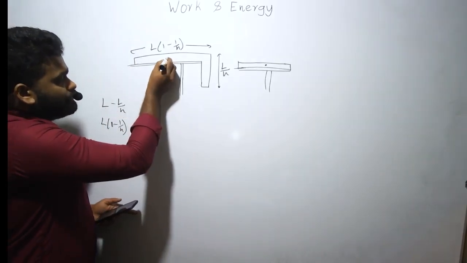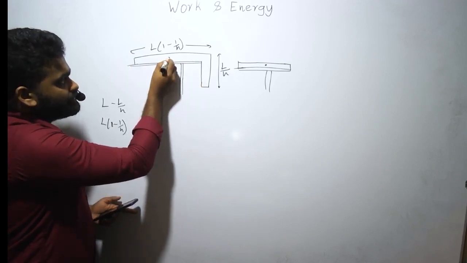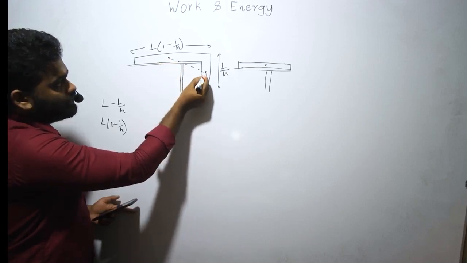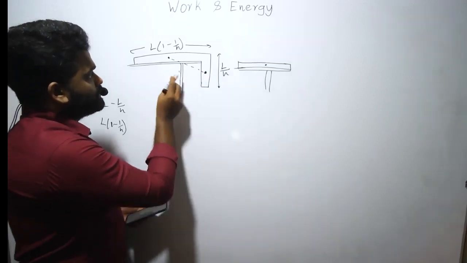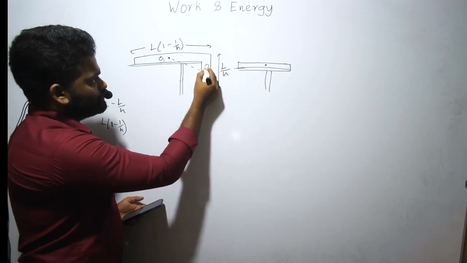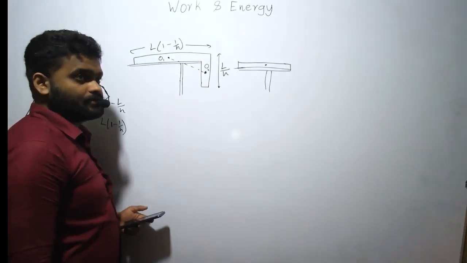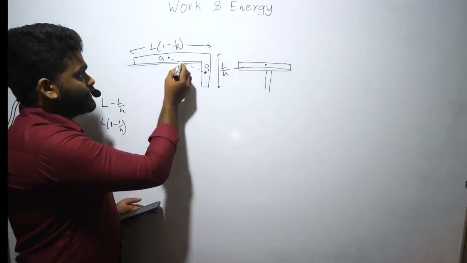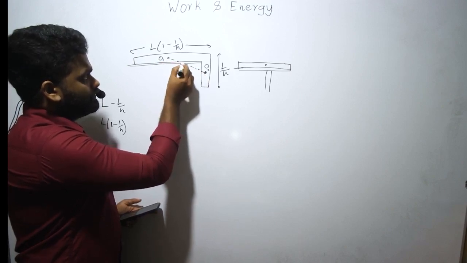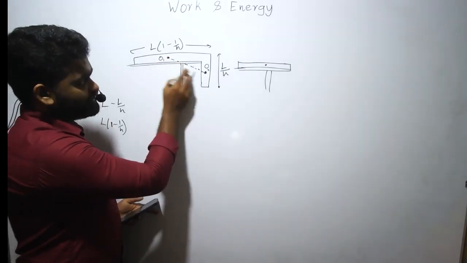So the first thing is you need to find the center of gravity of this arrangement. Here the center of gravity is at the center, here also at the center, right? So in between these 2 points, let's say this is O1 and this is O2, you have the center of gravity of the chain. So you need to find the position.